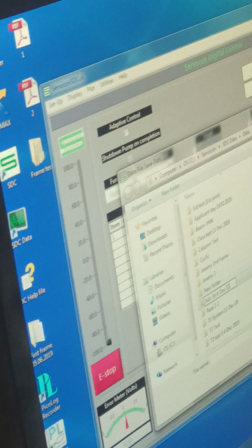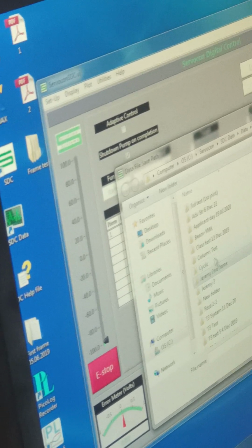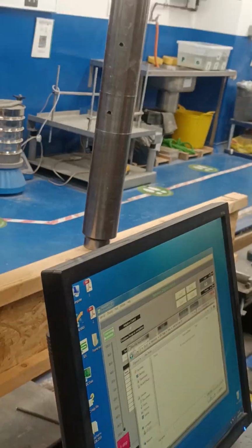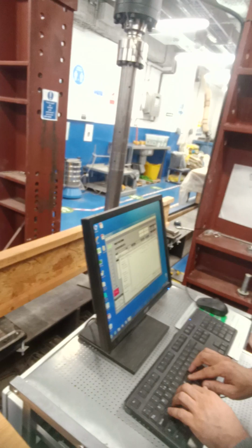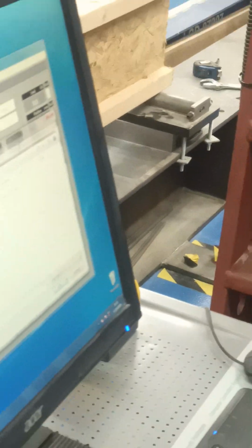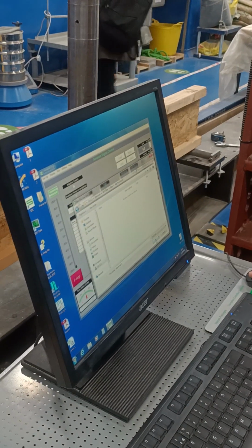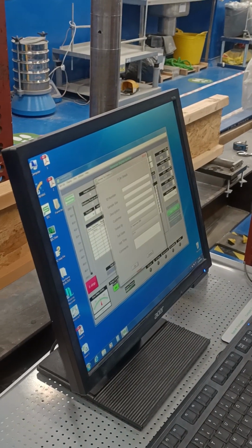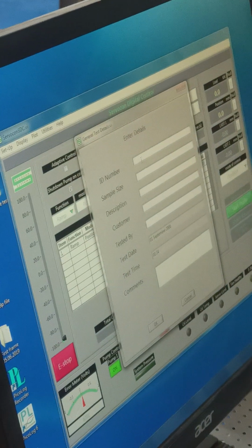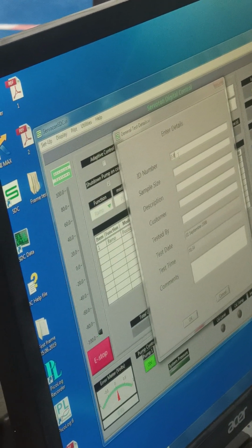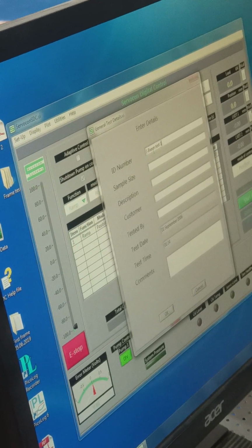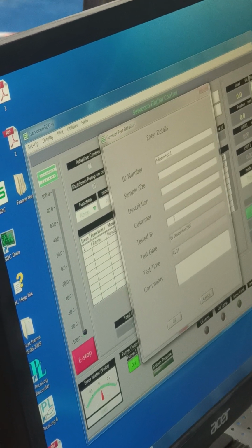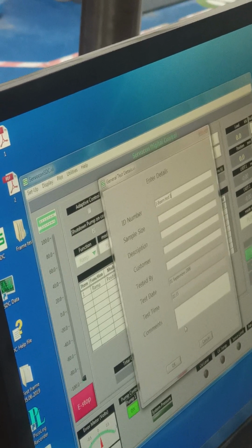Today was 6th December. So we call it I-beam test 1. This is for commercial purposes also. You can give an ID number, so we call it I-beam Sender side test 1.